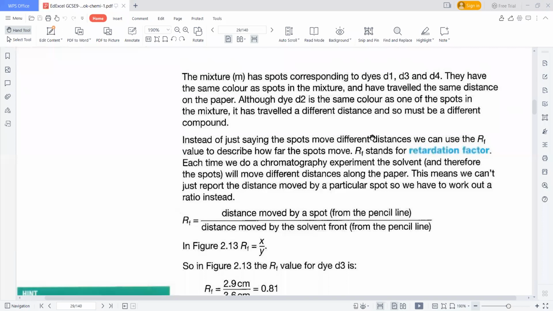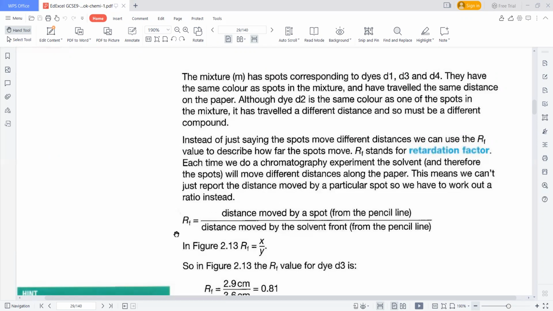Now, the next discussion is going to be about the retardation factor. The retardation factor is a kind of distance traveled by certain substances from a particular point, which is called the baseline. We want to calculate it when we need the distance traveled by each single substance.